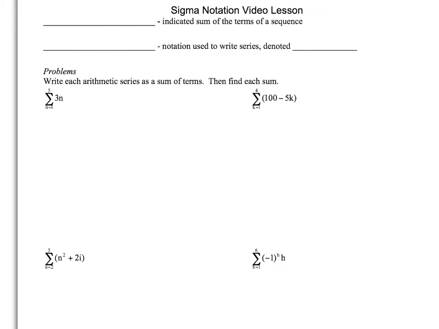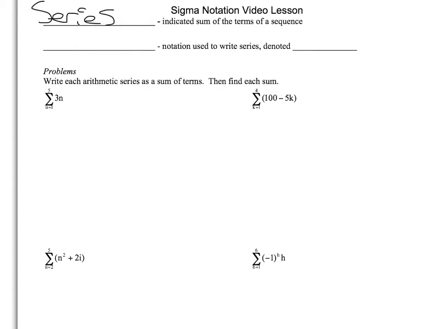Today we are going to do a lesson on sigma notation. Now sigma notation is what you see in the examples below with that little E symbol. That E symbol is actually a capital sigma. An indicated sum of the terms of a sequence. So if you have a sequence and you add them up, it is known as a series.